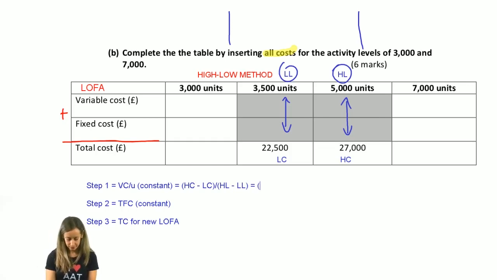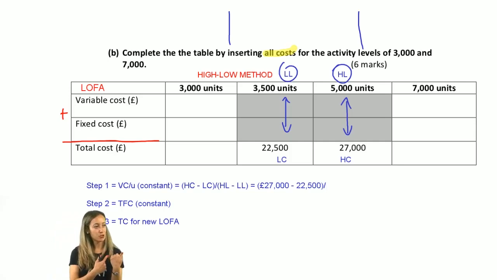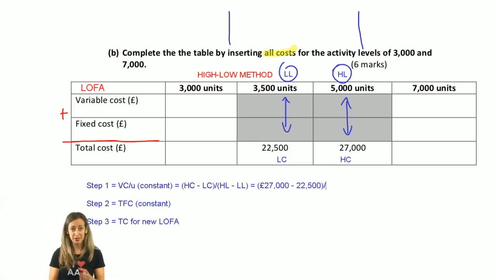High cost 27,000 minus low cost 22,500, divided. Now when you're doing the calculations, remember to use the brackets exactly in the way I'm using them here in your calculators, because if you're not careful you can make a simple mistake which is going to cost you the marks, all the marks. So divided by, then you open a bracket again and you've got the 5,000 units minus the 3,500 units here.